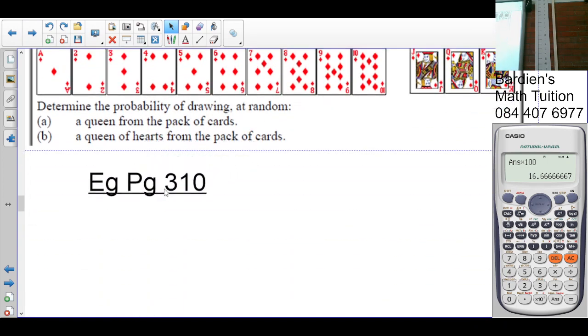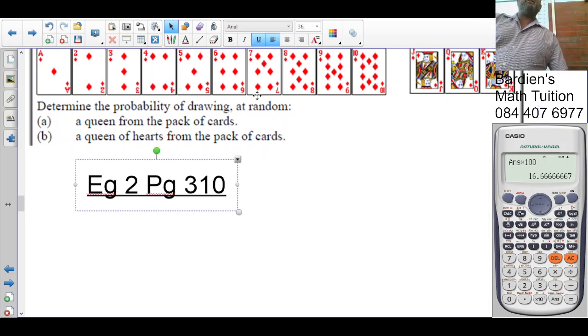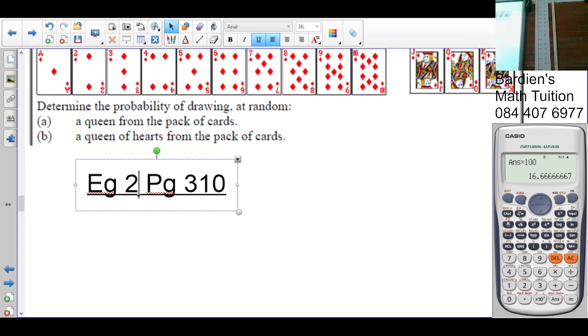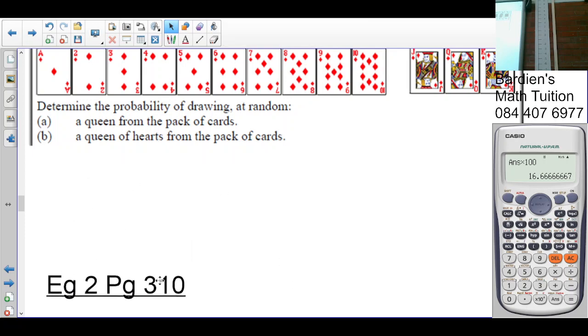First question. This is example 2 on page 310. Why didn't you guys bring your textbooks with you? Yes, page 310. Right, so the question says, determine the probability of drawing at random a queen from the pack of cards. So how many queens are there?